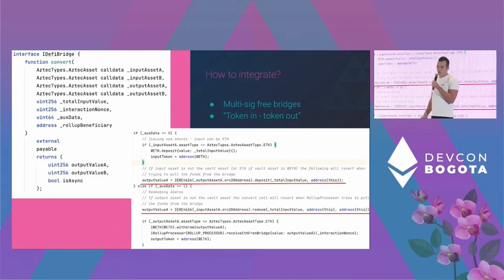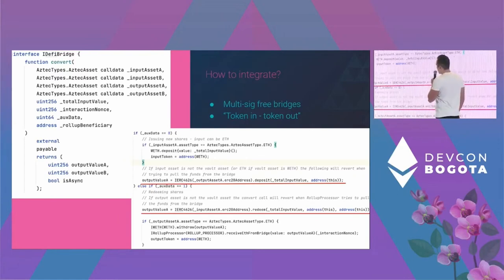Now you might be wondering, how do we integrate? Is there some integration needed? And unfortunately, yes, but it's not so complicated. We have this thing called bridges, but bridges nowadays have quite a bad connotation. In our case, the bridge is just a simple smart contract. So there is no multisig risk. And the smart contracts tend to be fairly simple.